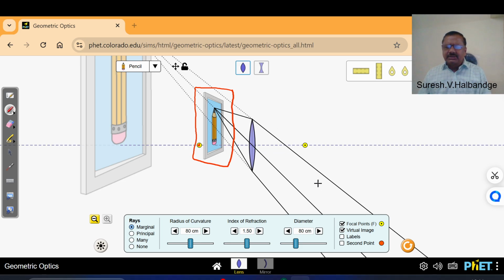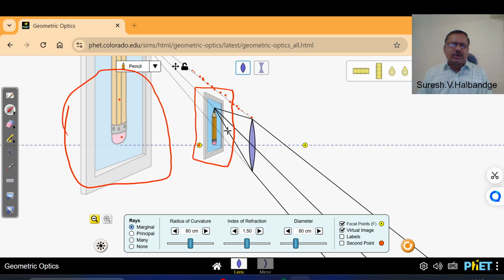After refraction, these rays move in the forward direction, and we find that these refracted rays never meet each other. So what we do is we extend these rays in the backward direction. So we can see these rays are extended in the backward direction, and we feel as if these rays have started from this point. So we find that this is the image. Okay, this one is the image of this object.